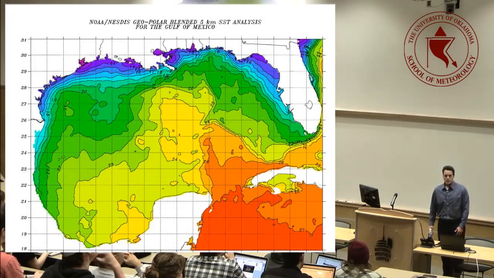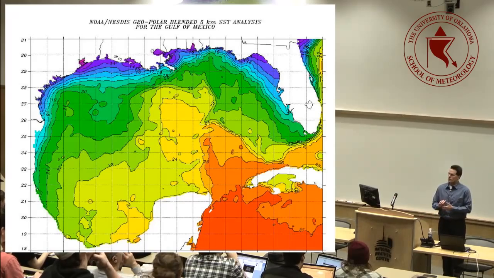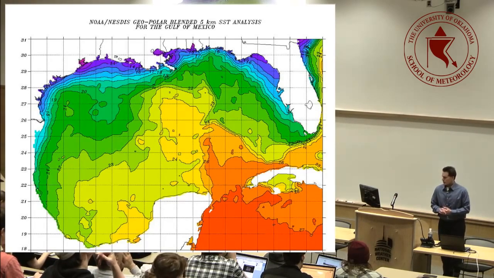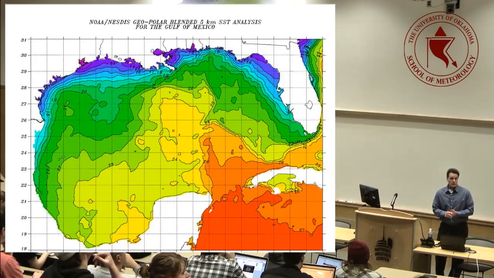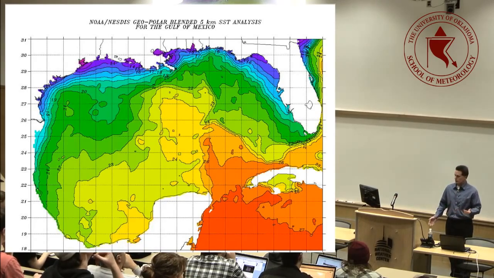Okay, here's the Gulf of Mexico. This is a fairly recent sea surface temperature analysis, maybe within the last week. The yellows there, that's temperature 24 C, so you're in the 70s. The waters out in the open Gulf stay in the 70s all year.